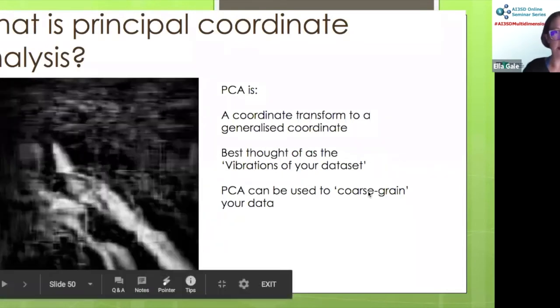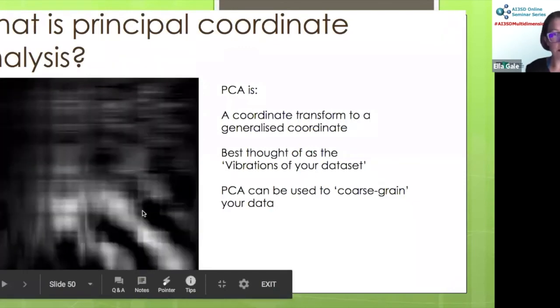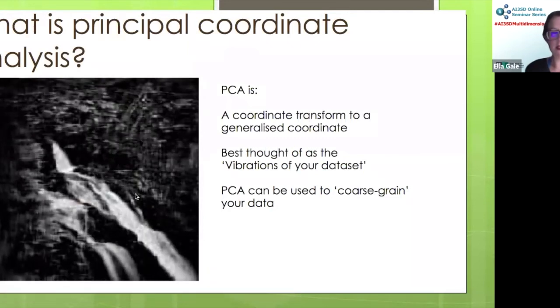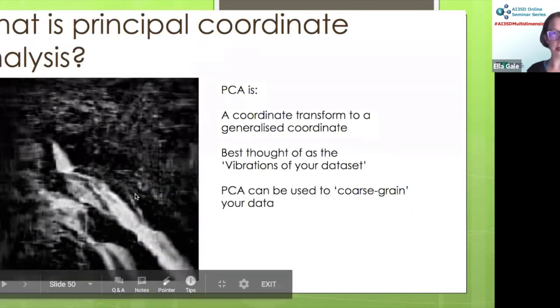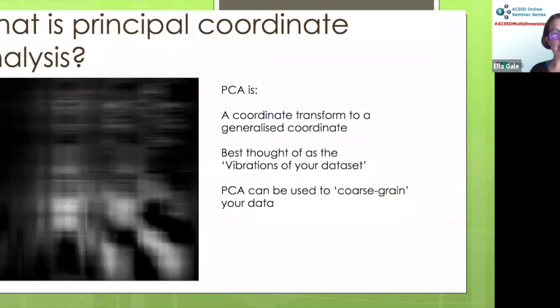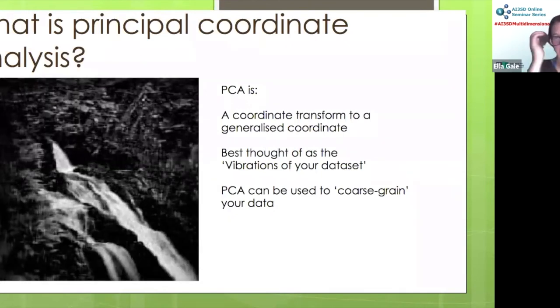And you can use this to coarse grain your data. So this picture of the waterfall at the start, I've done a PCA of that picture, and then I recombined the components starting with the first one, added them one by one, and you'll see that you get the gross features to begin with, the sort of blurry outline of the waterfall, and then as you add more and more components, you get more and more finer detail. Okay, so on to my example.